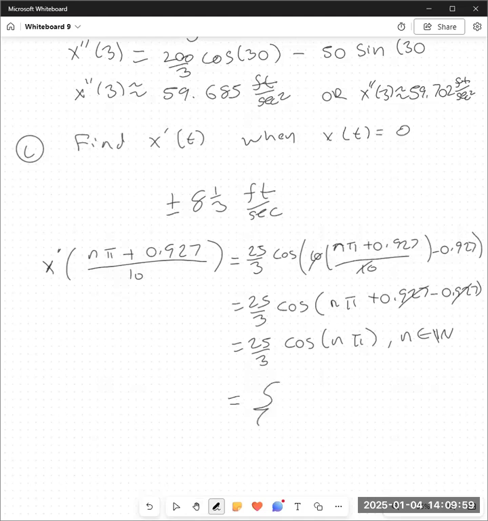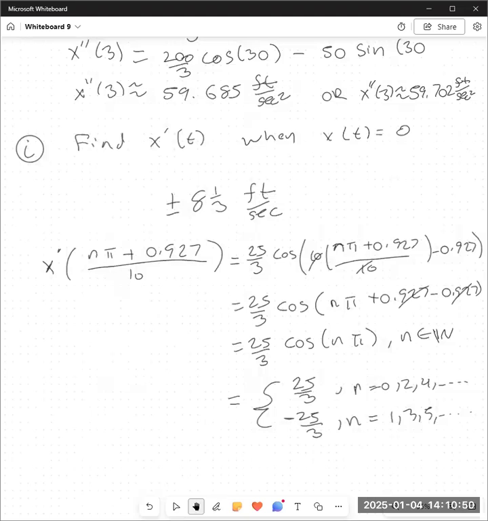That's going to be equal to, if n is an even number, cosine here is going to be 1, and I get 25 over 3. N is 0, 2, 4, dot, dot, dot. I get negative 25 over 3 when n is equal to 1, 3, 5, and so on and so forth. So this was part I. And let's keep going here.